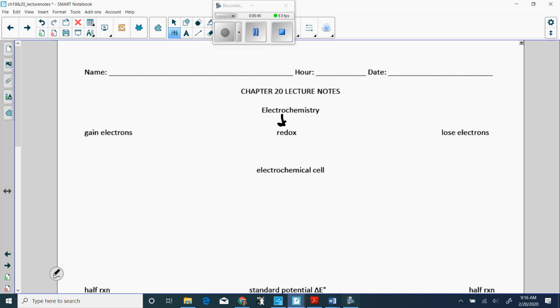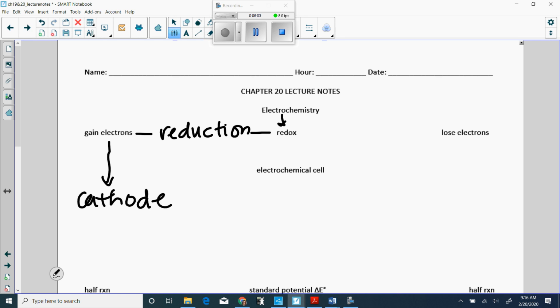Electrochemistry is a redox reaction. That means that there's a reduction side, when it gains electrons. It's going down. That happens at something called the cathode. And today we will see how it splits into two half reactions.